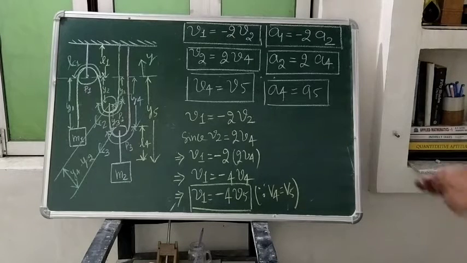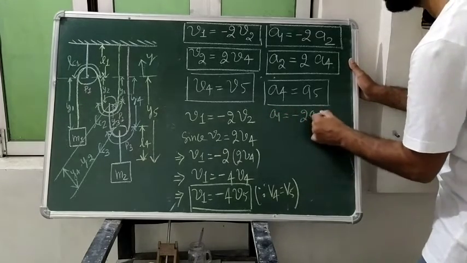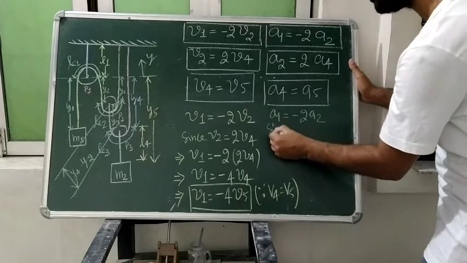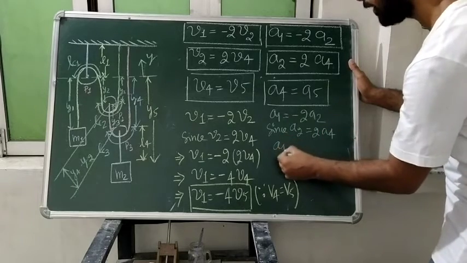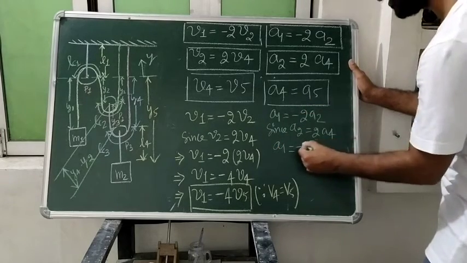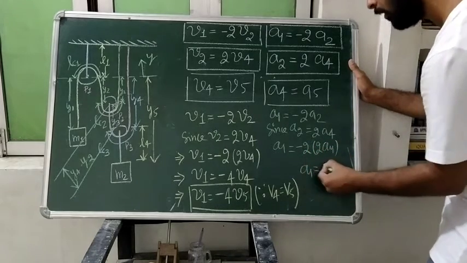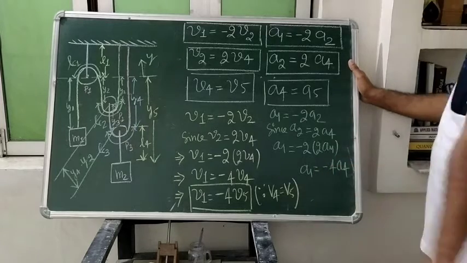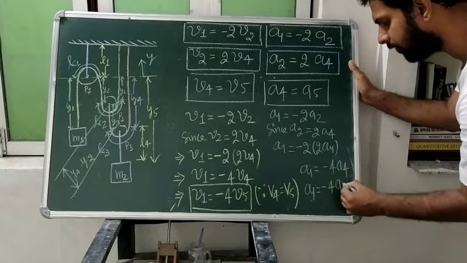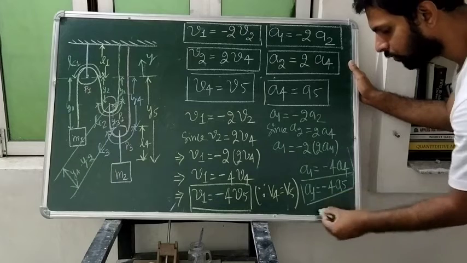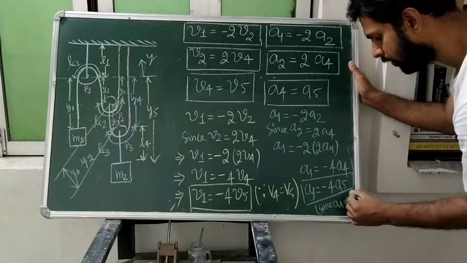And in the same way, we are looking that A1 is equal to what? Minus twice of A2. So you can say that since A2 is twice of A4, A1 will become, when you put it here, 2 minus 2 times twice of A4. Meaning our A1 will be minus 4 times A4, or you can say our A1 will be minus 4 times A5, because A4 is equal to A5.